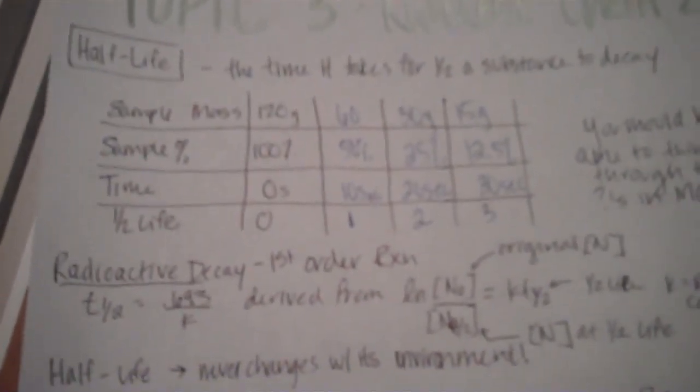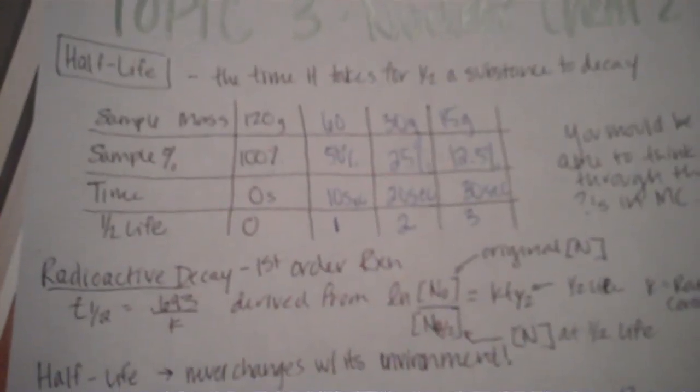So on the AP exam, if you get a half-life question in the multiple choice section, you should be able to just think these through. You might see a half-life question when they're talking about kinetics, like in part 2.